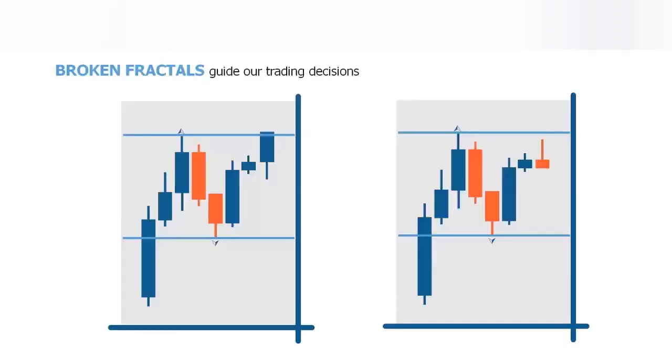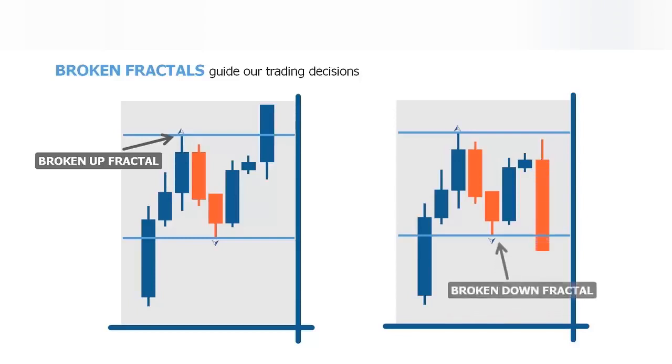A broken up fractal is where the price, to the right of the fractal, has broken the high price of the candle where the fractal has formed. This is shown by the line placed at the high of the candle, just below the fractal. A broken down fractal is where the price, to the right of the fractal, has broken the low price of the candle where the fractal has formed. This is shown by the line placed on the low of the candle, just above the fractal. Note that the fractal can be broken by either the wick or the body of the candle. It does not make a difference. Broken fractals play a key role in the Forex beginner strategy.